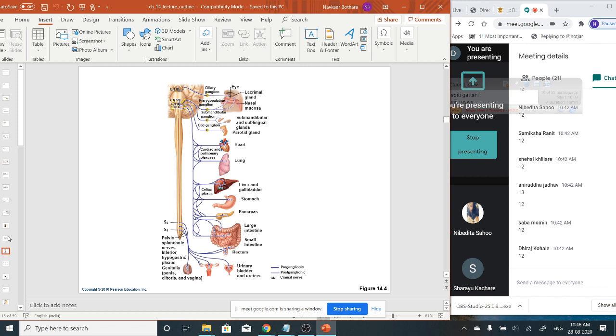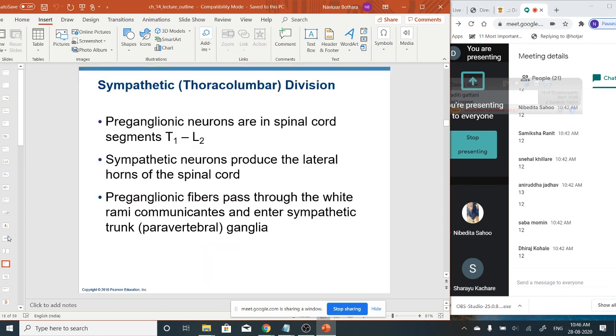So these are various organs and various ganglia which play a role in it. That will help you to understand. Again, it is physiology, it is not pharmacology, but you should understand which places are innervated and how the pathways go. This is the craniosacral pathway. Sympathetic is the other division, which we call thoracolumbar.